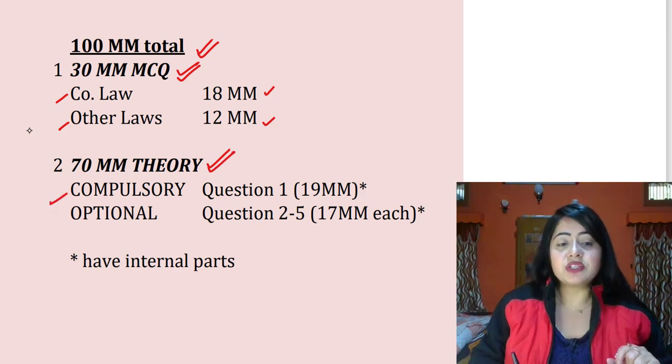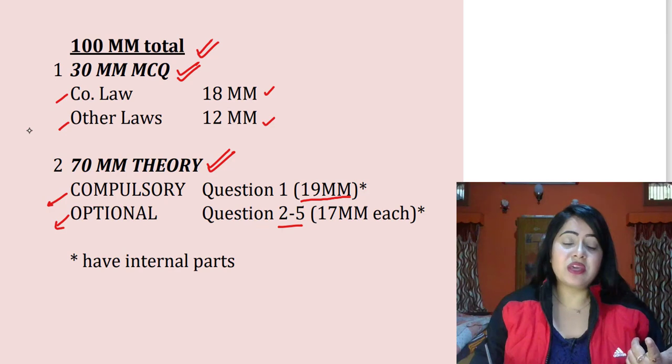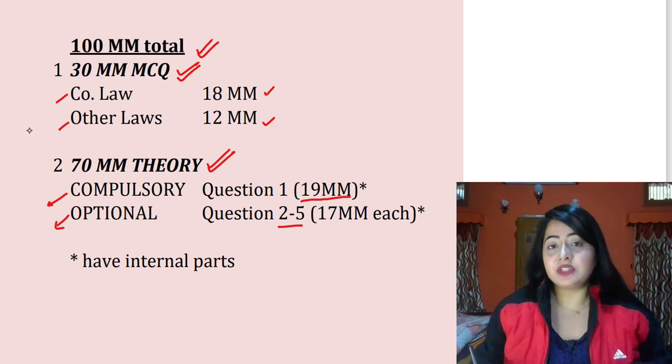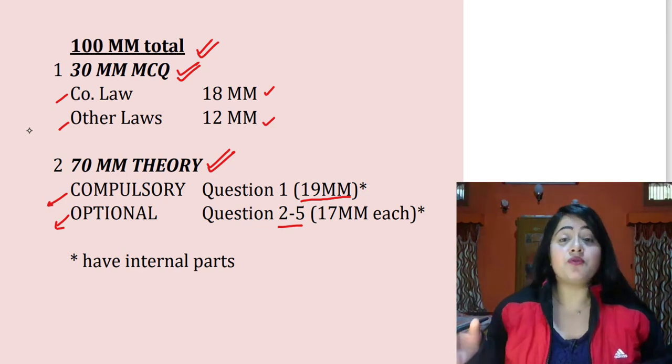Out of that, the first question is going to be compulsory. The first question, which is compulsory, is going to be of 19 marks. Then after that, there are going to be 4 other optional questions. You have to do 3 out of these 4 questions, that is question 2, 3, 4, 5. You will have to do any 3 out of them. Each of these questions is going to be of 17 marks.